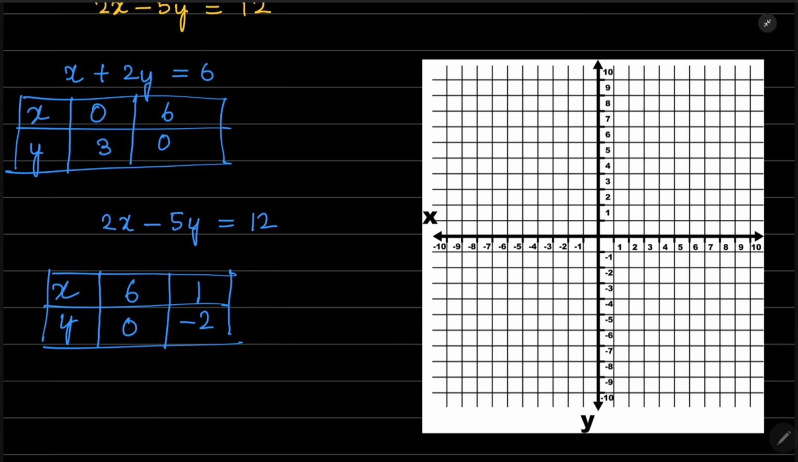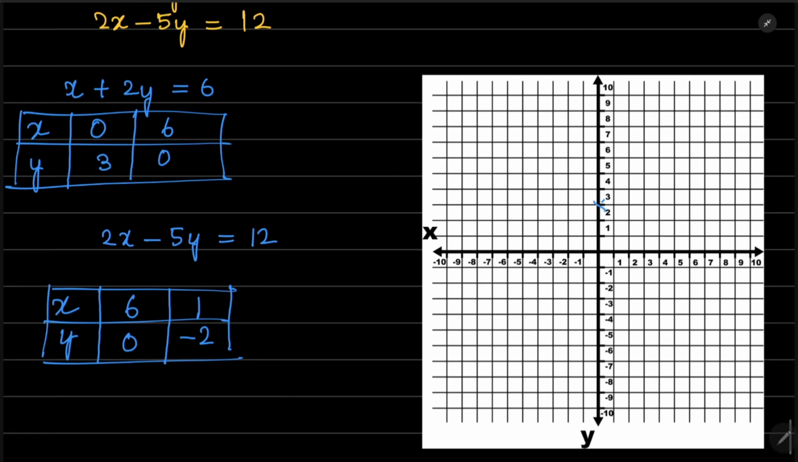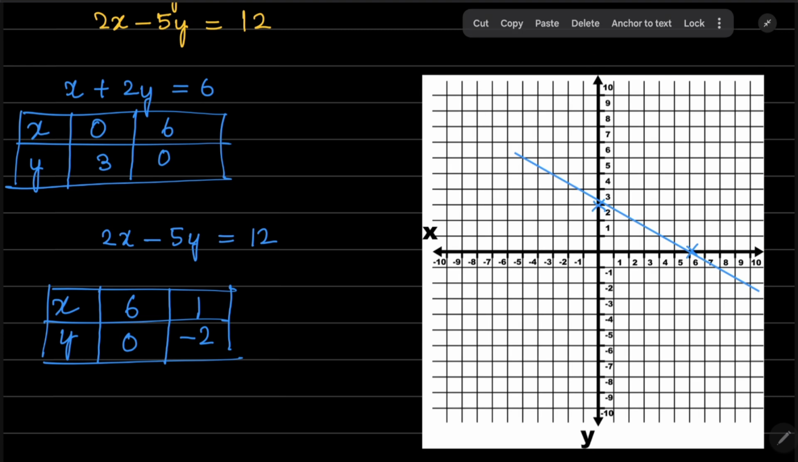So, first one is 0, 3. So, 0, 3 is here. And then 6, 0 is here. Let's draw the line for the first equation. This is the first equation: x plus 2y equal to 6.